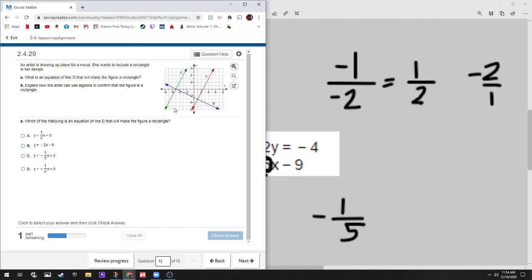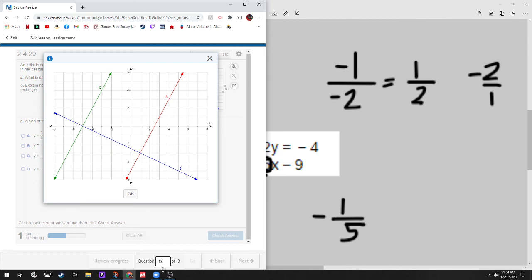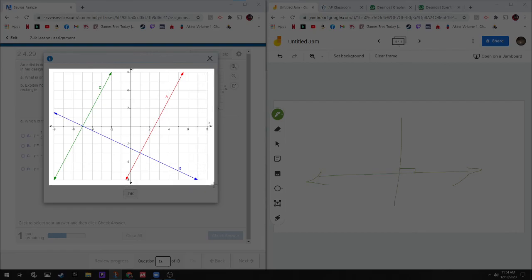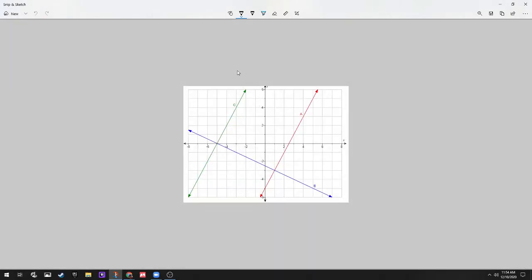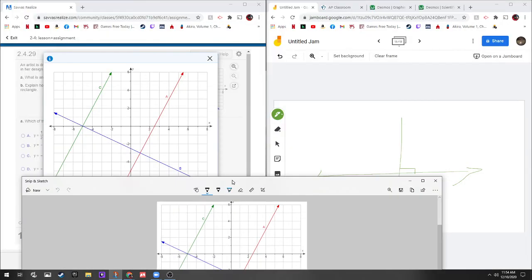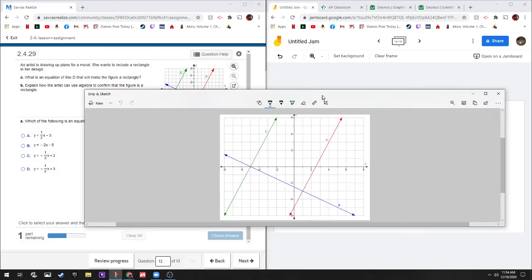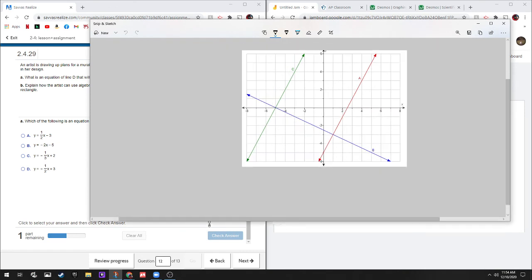Number 12. Whoa, lots of lines. An artist is drawing up plans for a mural. She wants to include a rectangle in her design. Explain how the artist can use algebra. Or no, what is the equation of the line that will make the figure a rectangle? Well, let's see. Snipping tool is really good for stuff like this because I want to be able to draw. So, wait, is this really? Oh, they give me options. Okay, there's a lot of different rectangles I could make.